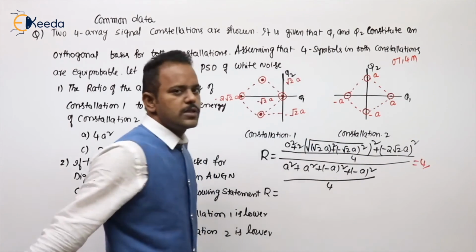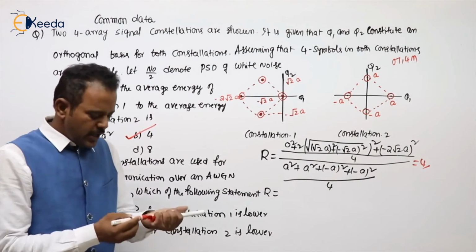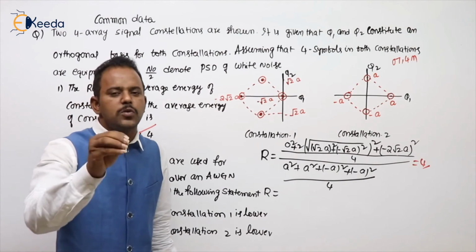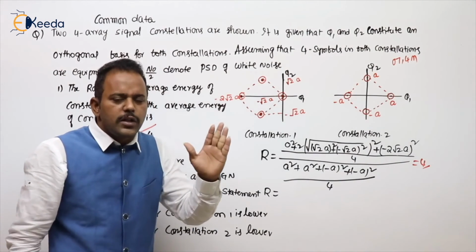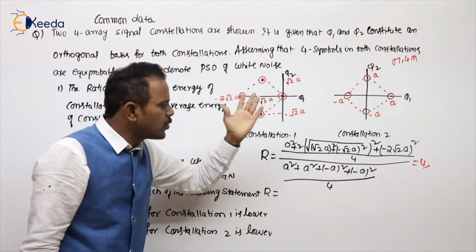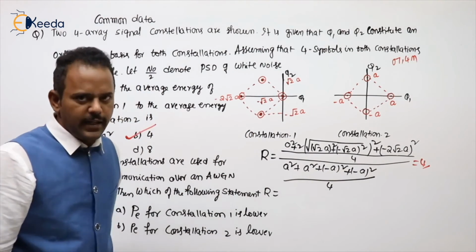So see the first question. So answer is option B. Simple. If you know the distance between two points, not the signaling points concept, also leave it. If you know the distance between 2 points, you will get 2 marks here. And another 2 marks also you can easily get.